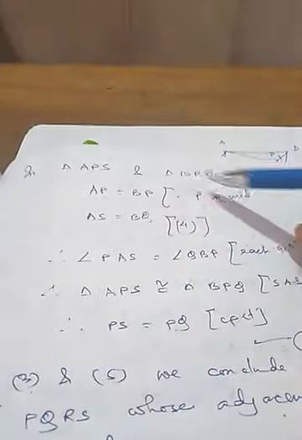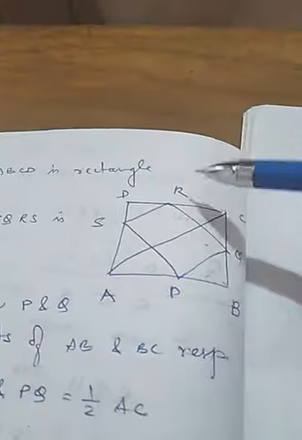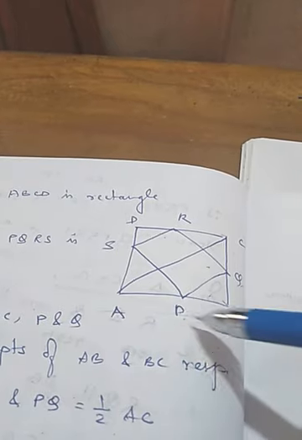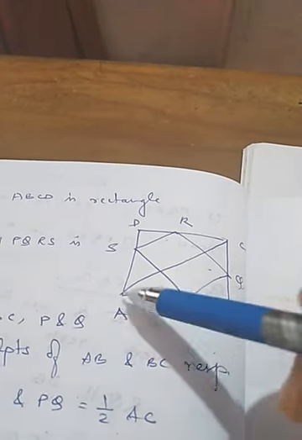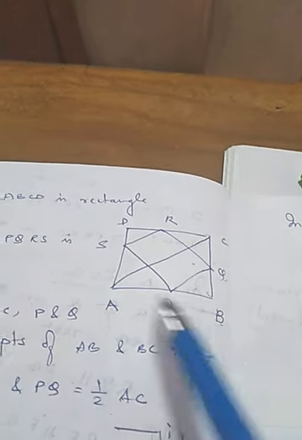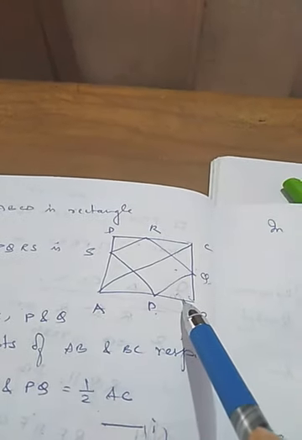Now we are taking two triangles. One triangle we have taken as APS, and another we have taken BPQ. Here we have proved that AP equals PB because P is the midpoint. Again AS equals BQ, just now we have proved from 4, and these two angles are 90 degrees because it is a rectangle, each angle equals 90 degrees.